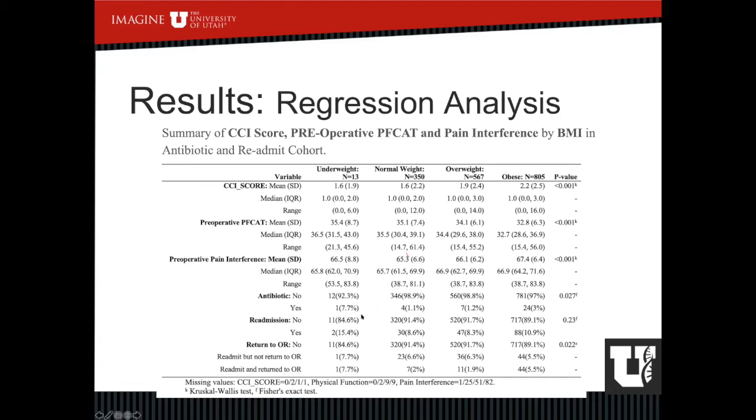So the rate of wound healing complication was 7.7% in underweight, which is consistent with some of the newer literature that would suggest these patients have more risk than even overweight or obese patients, although obese was higher than normal weight. Readmission to the hospital, likewise, was higher in the obese compared to normal, but highest in underweight. And a similar trend was also seen in the return to the operating room, where it was 8.6% in normal, 8.3% overweight, and 10.9% here in the obese.